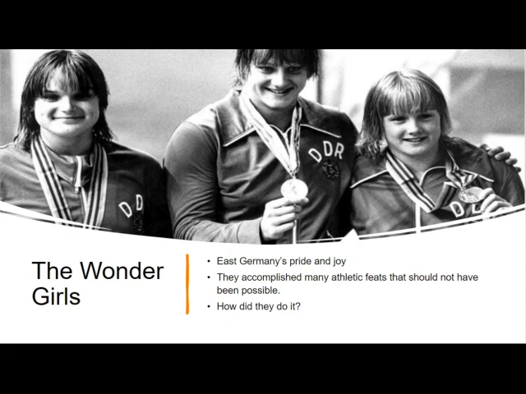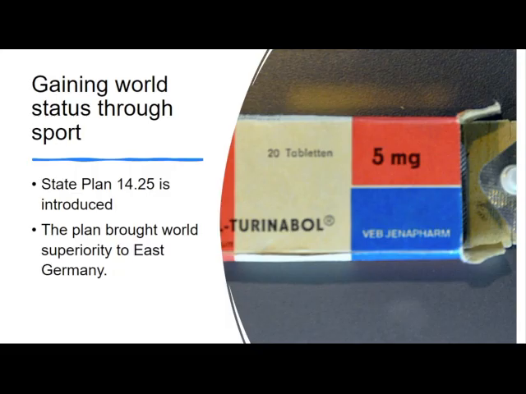The Wonder Girls were set up to be something that East Germany could rally behind and show pride for their country. Gaining world status through sport. State Plan 1425 was introduced.